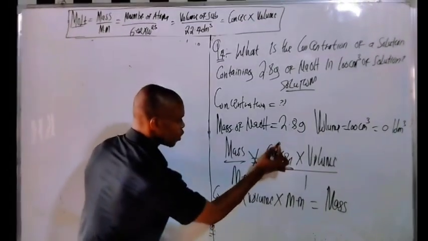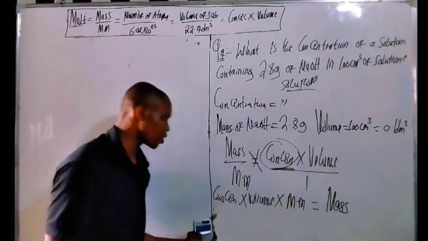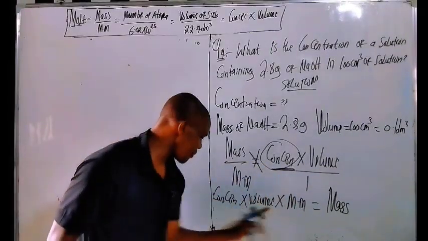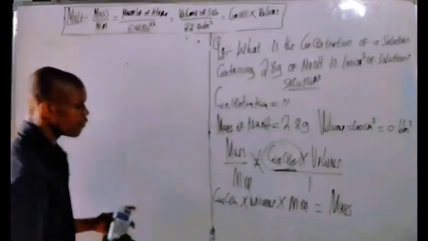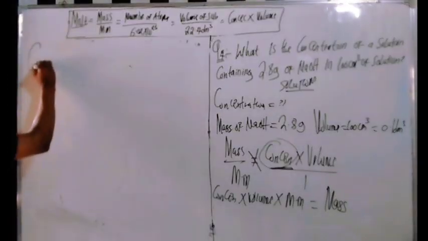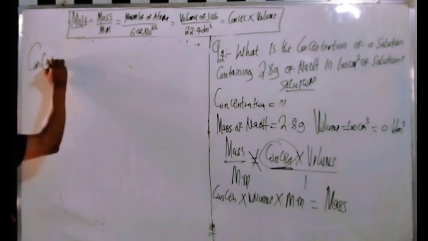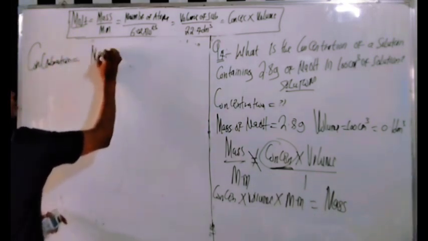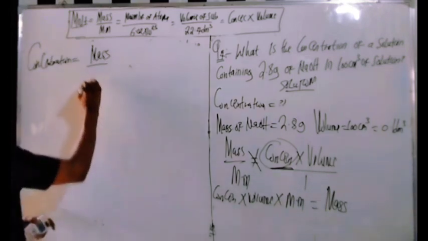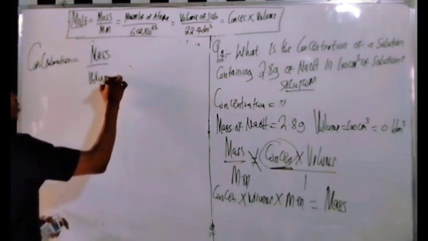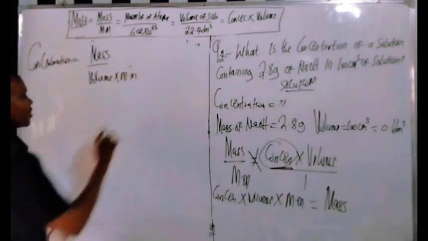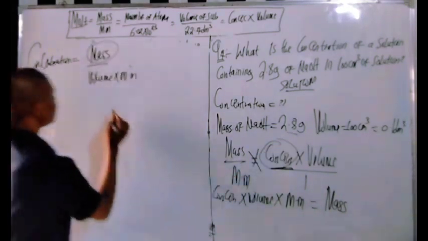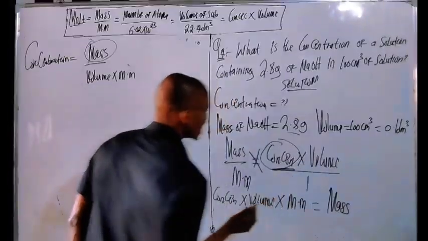When you cross multiply, you are trying to make concentration the subject of the formula. So concentration equals mass over volume times molar mass. Easy. Now we know the mass already, and we know the volume already.